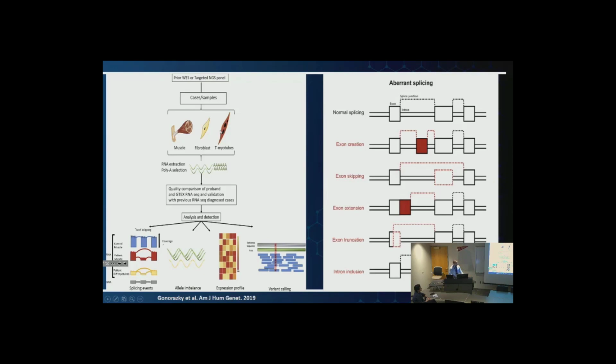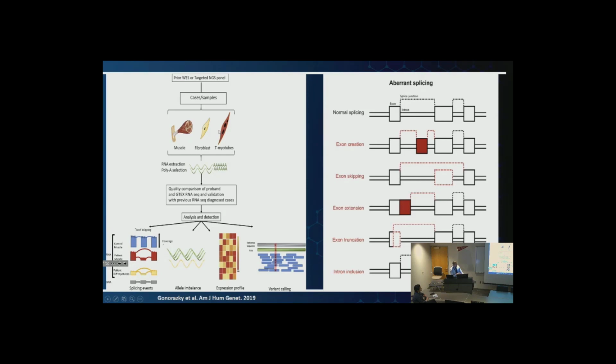Here, an example for that is this diagnostic pipeline done by Gonorazky and his colleagues in 2017. What they did is they wanted to further diagnose patients with neurogenetic diseases who tested negative on DNA platforms.